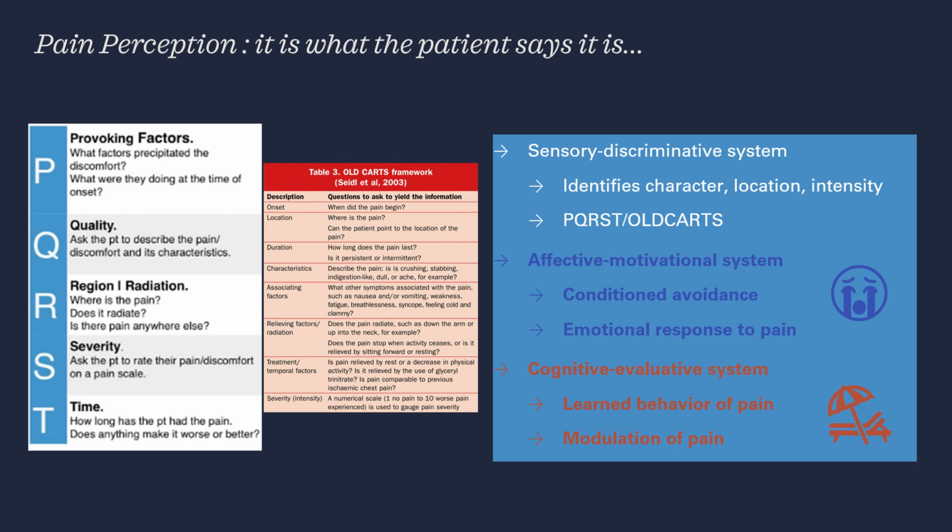Our next area of pain perception is the affective motivational system. This system deals with how the patient feels about the pain. The person may have a conditioned avoidance to pain.